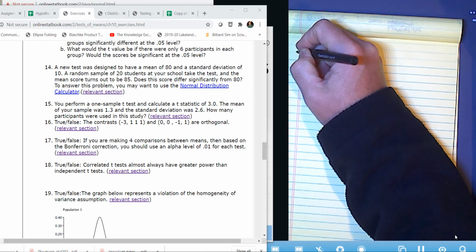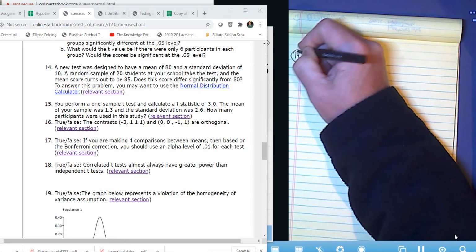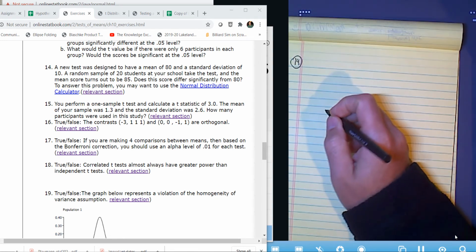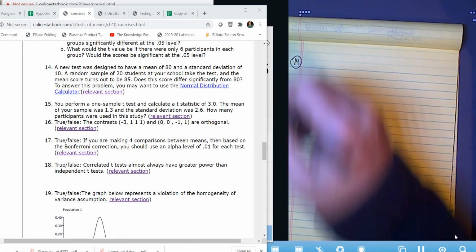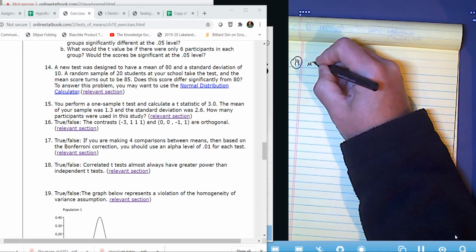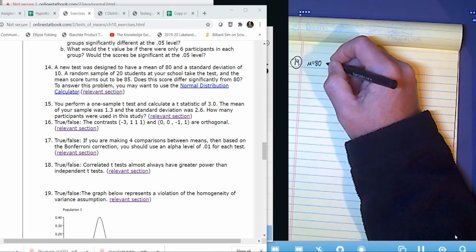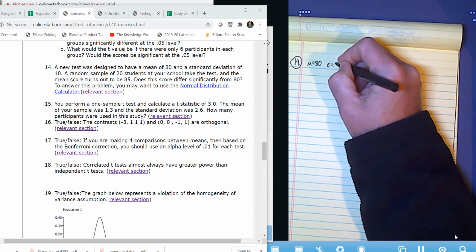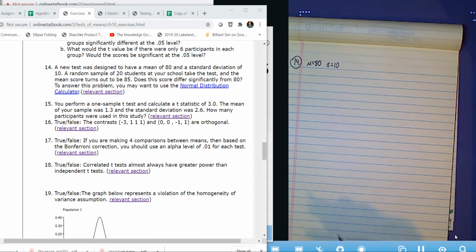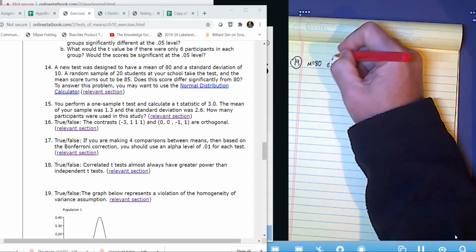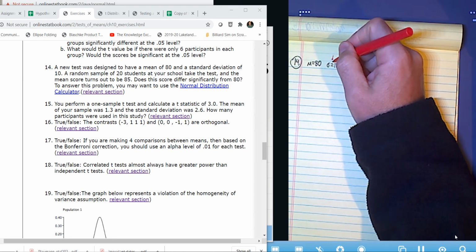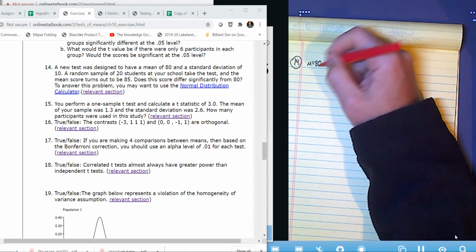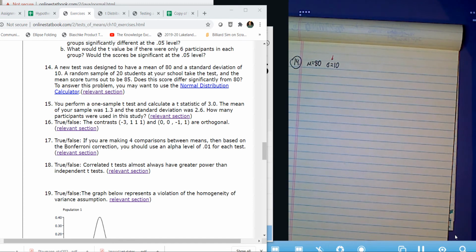So I want to go to number 14 on the homework. And so it says a new test is designed to have a mean of 80 and a standard deviation of 10. And so this is where things are a little bit different now, okay? Because normally we won't know the standard deviation of the thing we're trying to find the mean of, but this is just by design, okay?